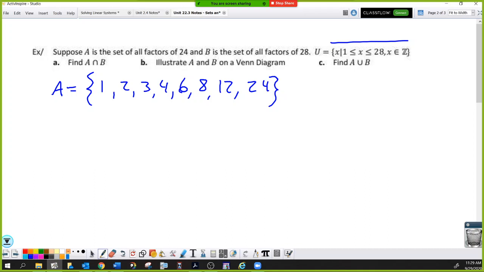Okay, so anyway, now that we have all the factors of 24 written out, B is the set of all the factors of 28. Factors of 28: 1, 2, 4, 7, 14, 28. Much smaller set.